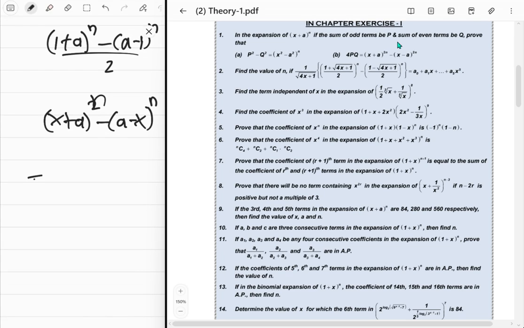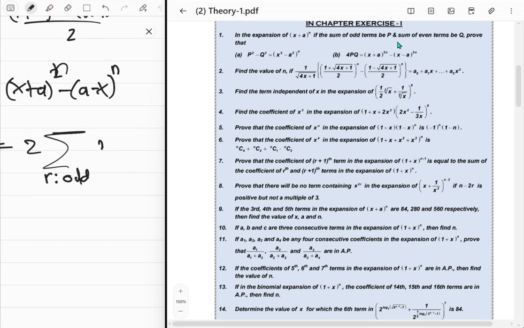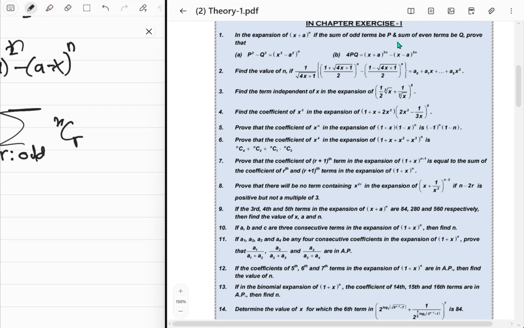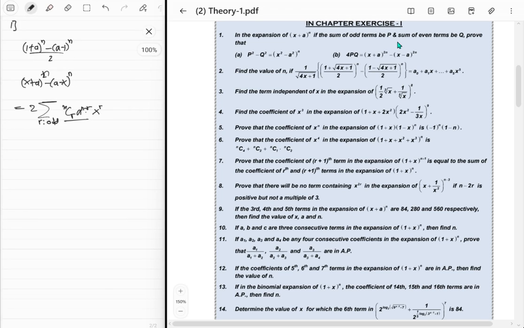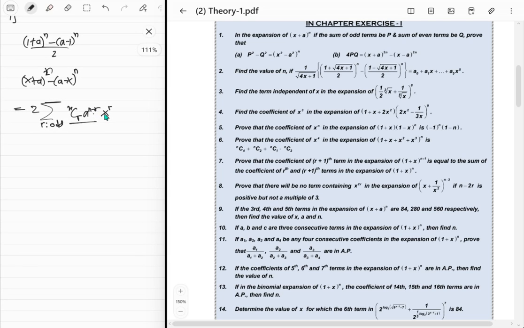That's supposed to be equal to 2 times the summation where r is odd of nCr x^r a^(n-r). The thing is, nCr a^(n-r) as a whole is considered the coefficient, not just nCr, and then you've got x^r. So just putting x equal to 1 into this, you can see that you only get these coefficients. You don't get x over here. That would be the easiest way to do it.